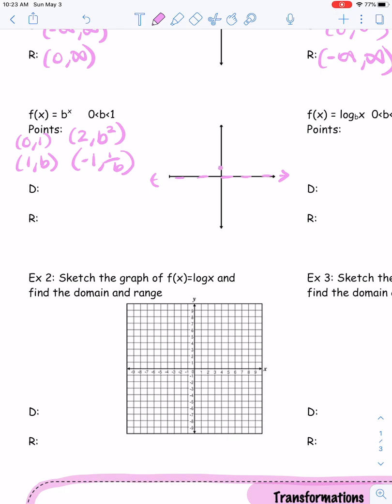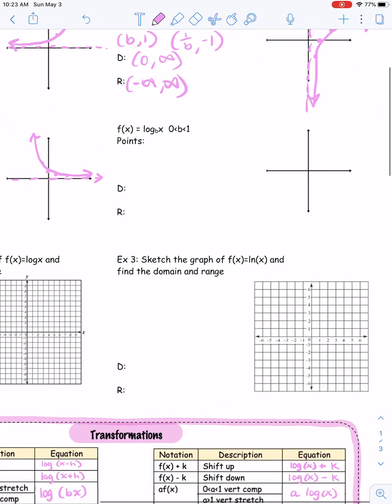0, 1, 1, whatever our base is. And so we get that decay model. Domain was always negative infinity to positive infinity, and our range here was still 0 to infinity. So over here, we're doing the same thing.